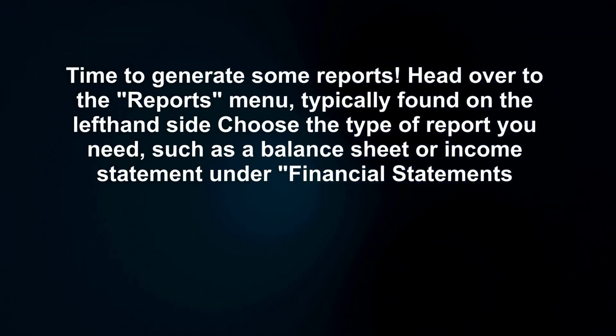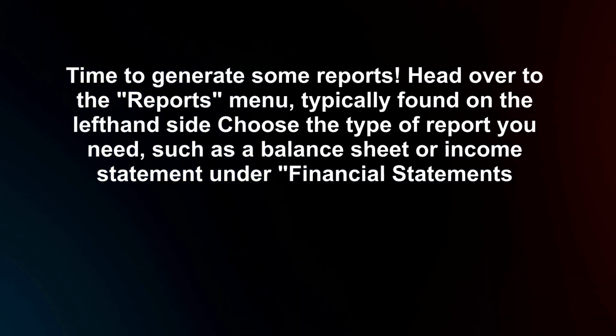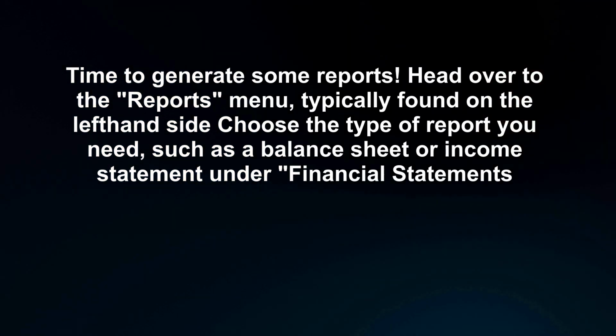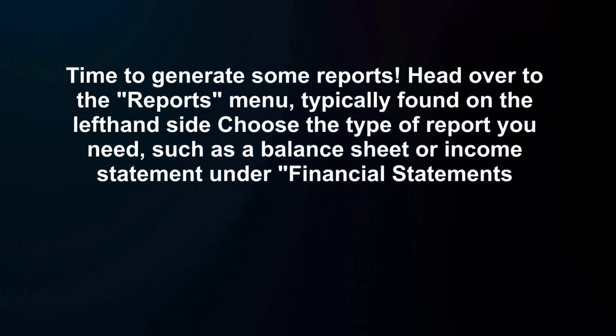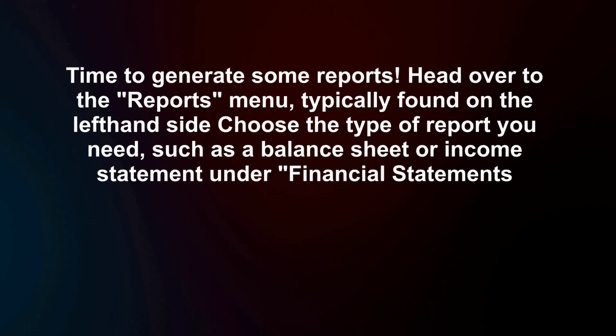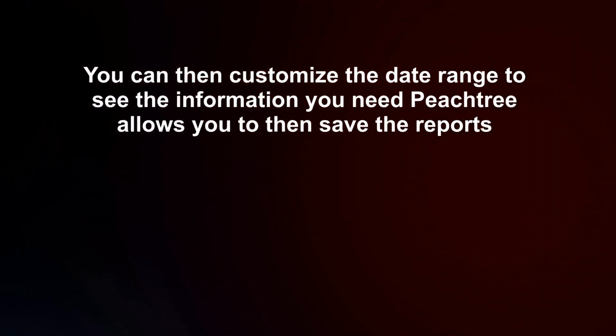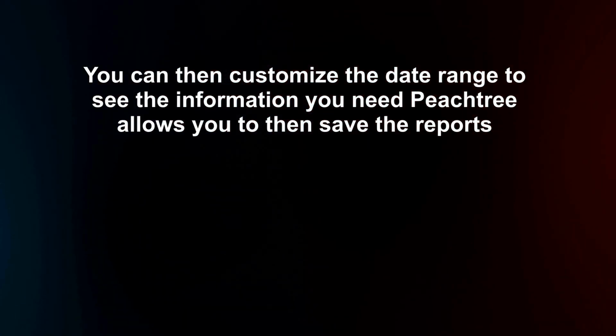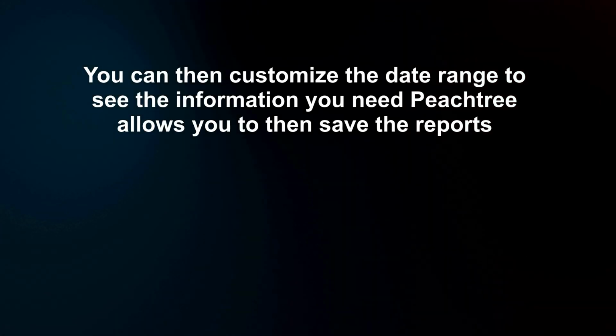Time to generate some reports. Head over to the Reports menu, typically found on the left-hand side. Choose the type of report you need, such as a balance sheet or income statement. Under Financial Statements, you can then customize the date range to see the information you need. Peachtree allows you to then save the reports.